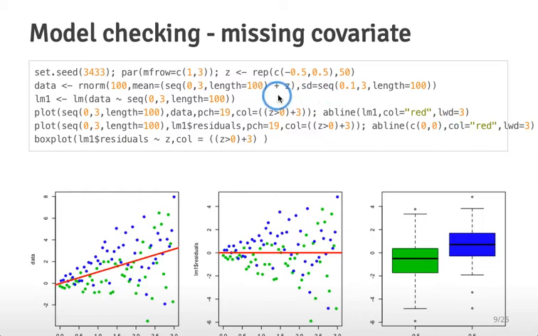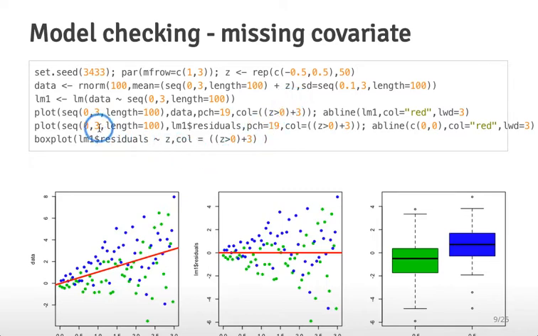Another thing that you might look for is if there's a missing covariate. So here, again, I have data where the variance is increasing with the mean, increasing from left to right, but I also have a second covariate, the z variable, and the z variable is equal to either minus 0.5 or 0.5, and every other point has a z value of minus 0.5 or 0.5. So the mean is equal to the old mean plus this variation.